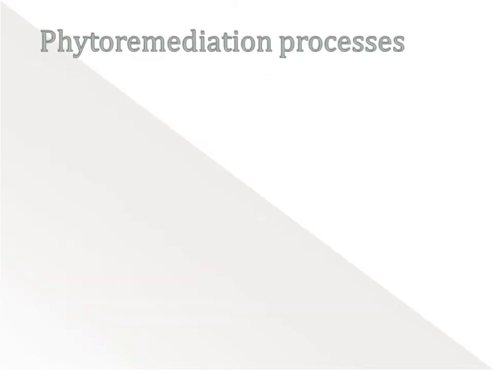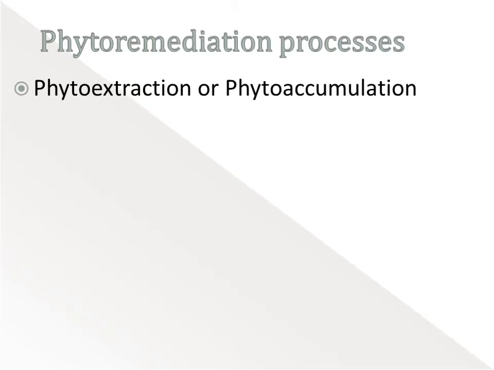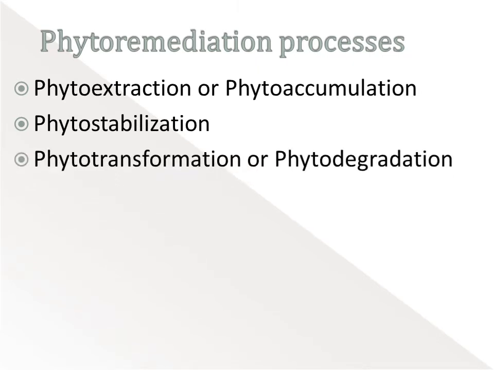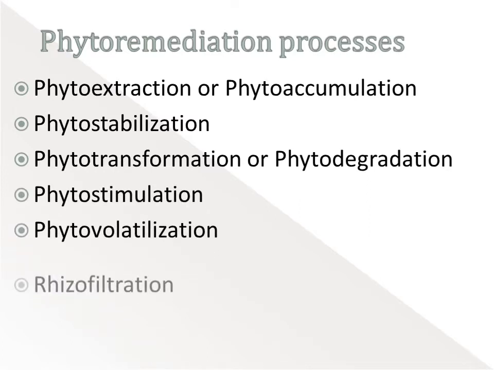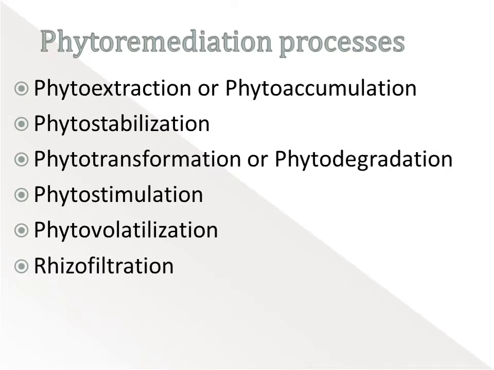Phytoremediation processes. Thus, depending upon the capabilities of the plants, the phytoremediation process can take place by different methods, and these methods are phytoextraction or phytoaccumulation, phytostabilization, phytotransformation or phytodegradation, phytostimulation, phytovolatilization, rhizofiltration. So these are the 6 ways by which plants decontaminate the environment.